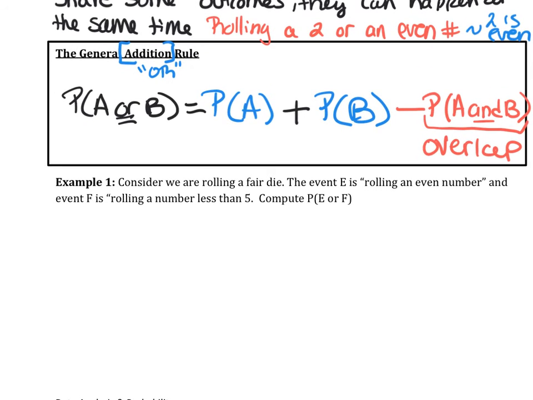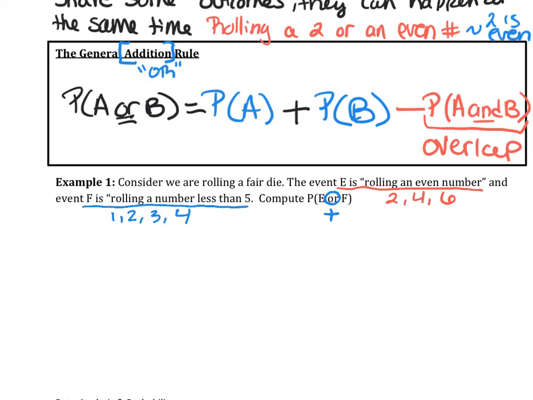It's helpful now if we get into the habit of making some notes when we're given a problem like this. So we have the probability of E or F, so OR means we're going to be adding. And then we have some events that are just defined, so it'll be helpful if we list out the possible outcomes. E, rolling an even number, would be either 2, 4, or 6. And then F, rolling a number less than 5, would be 1, 2, 3, and 4.